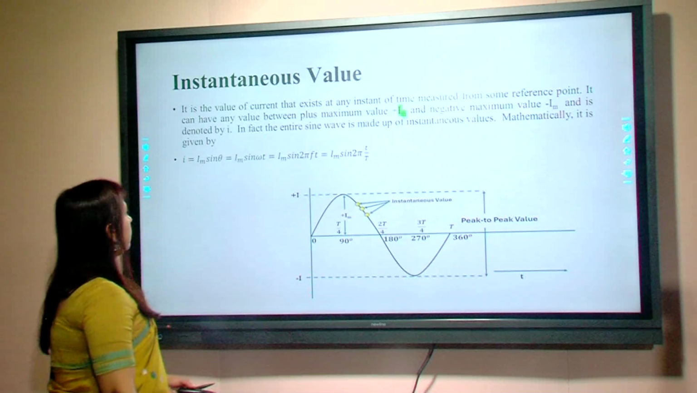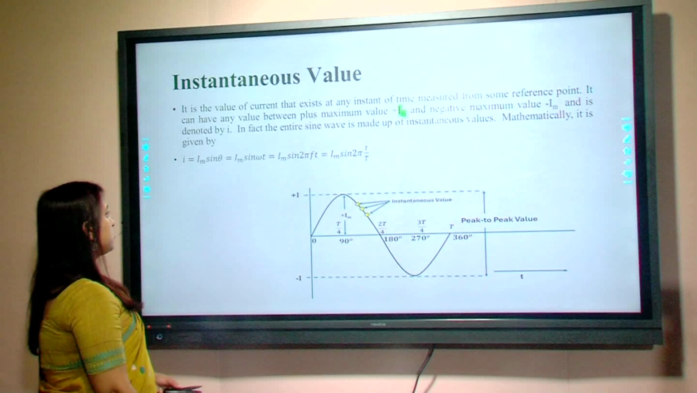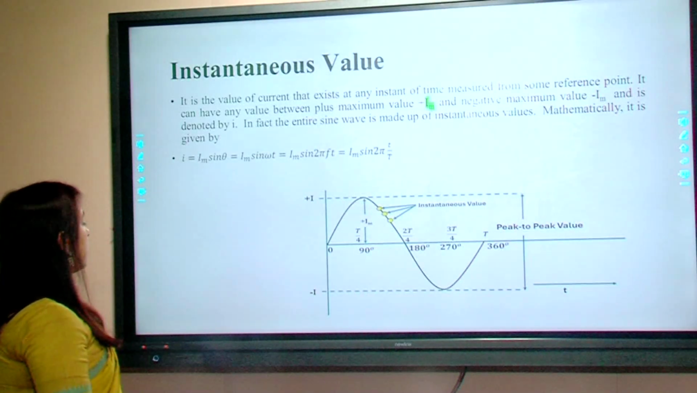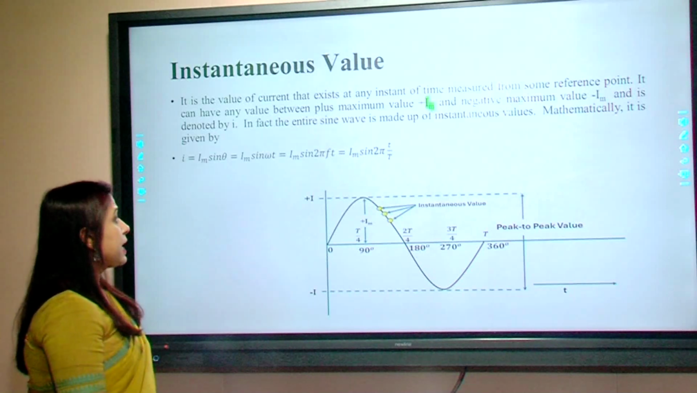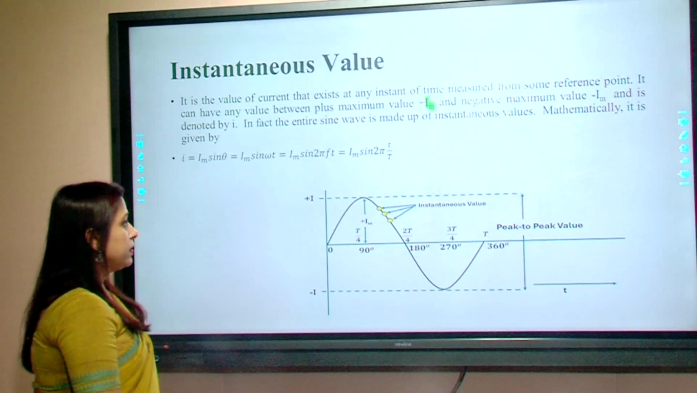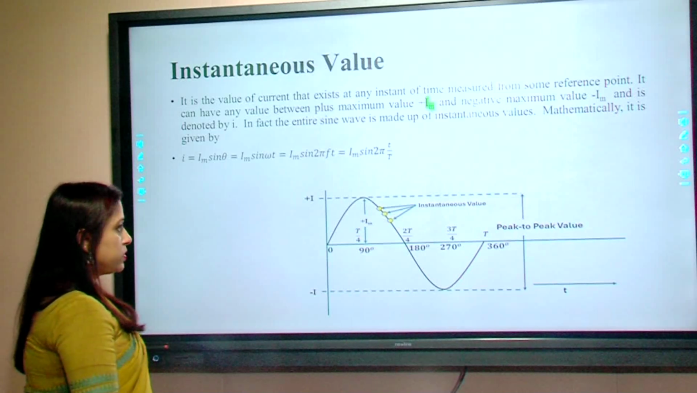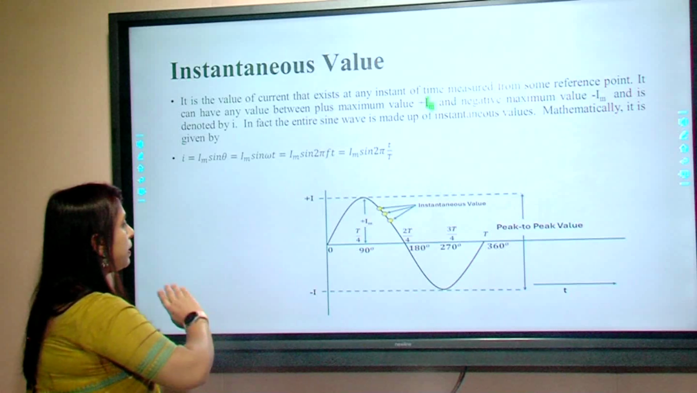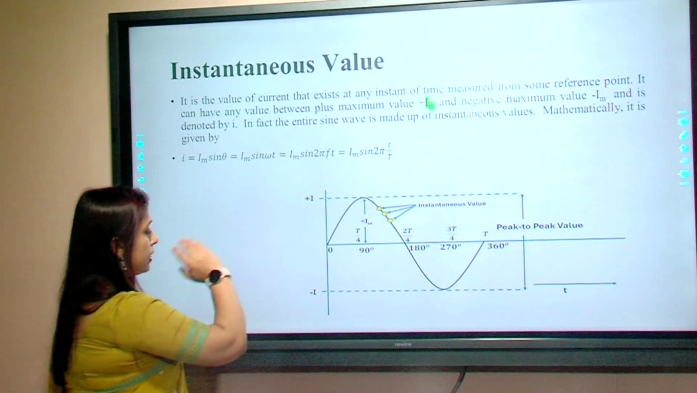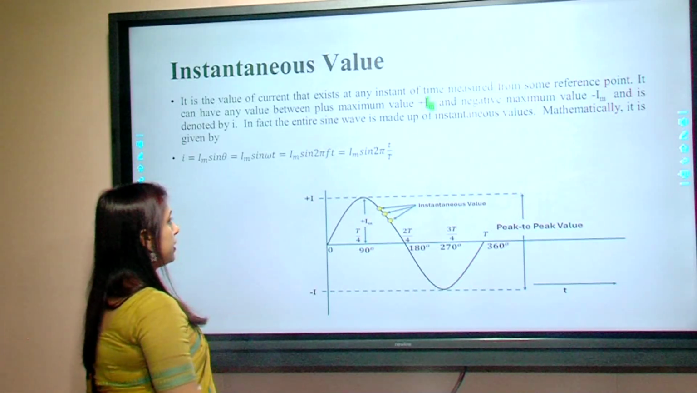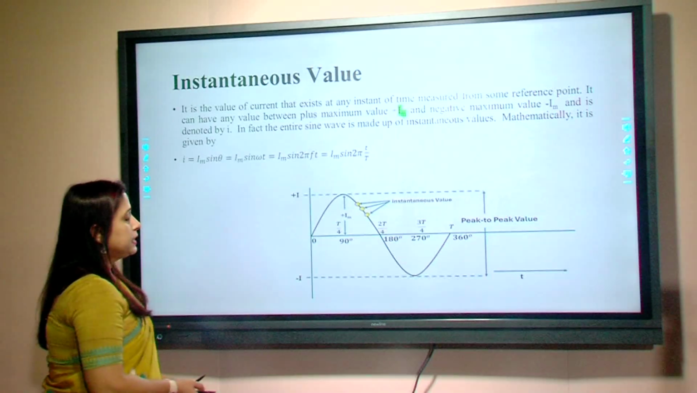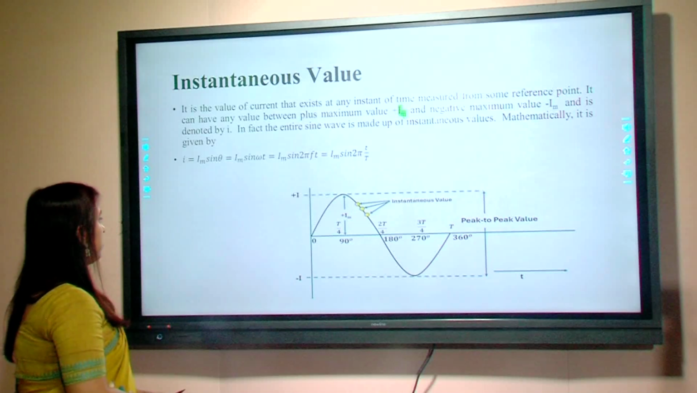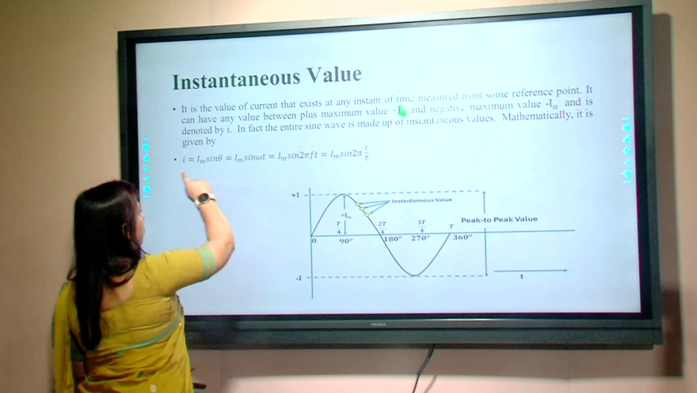Here whenever we say instantaneous value, the instantaneous value of current is that current which exists at any instant of time measured from some reference point. It can have any value from the minimum to maximum in the positive direction or in the negative direction. Mathematically, the instantaneous value of current is given by this equation.